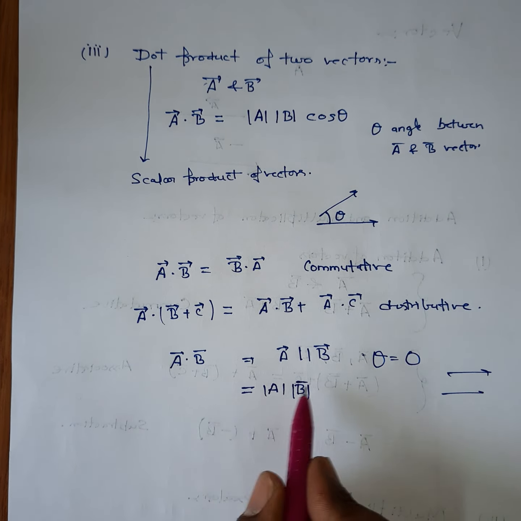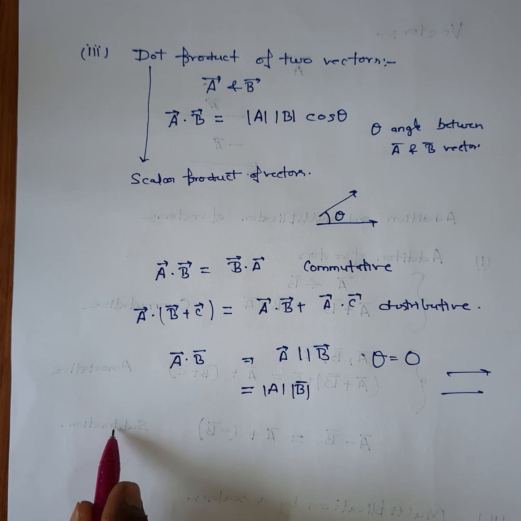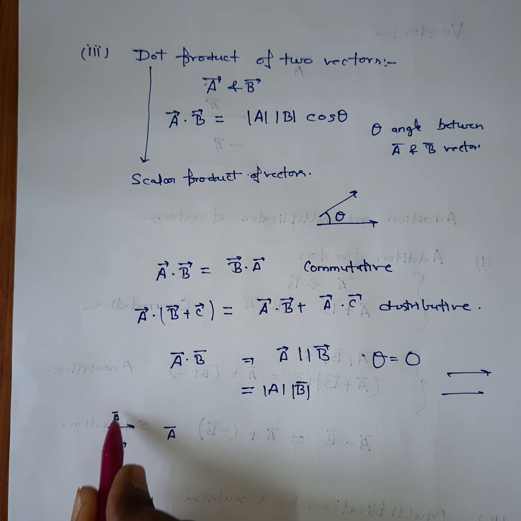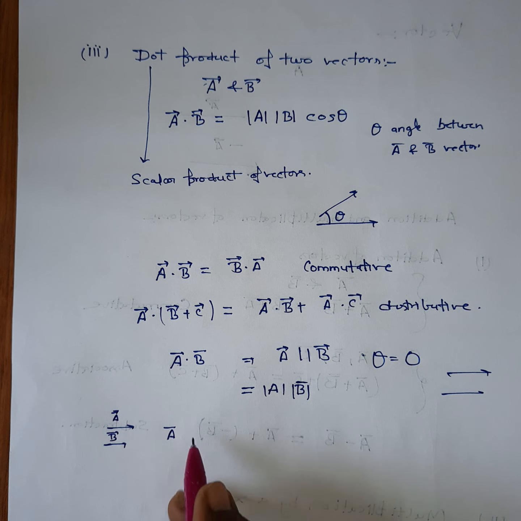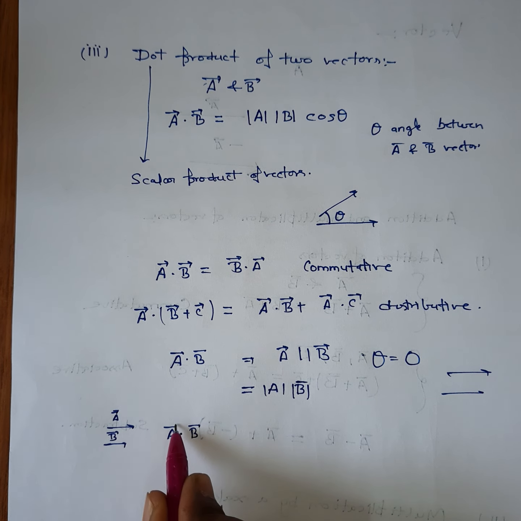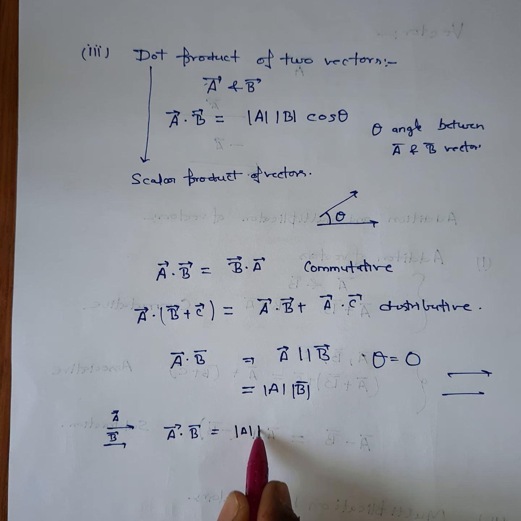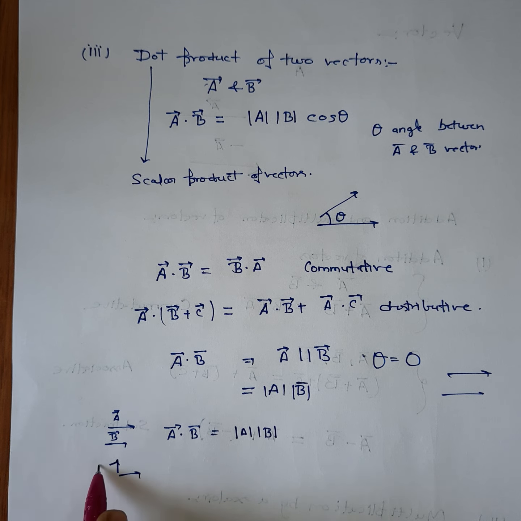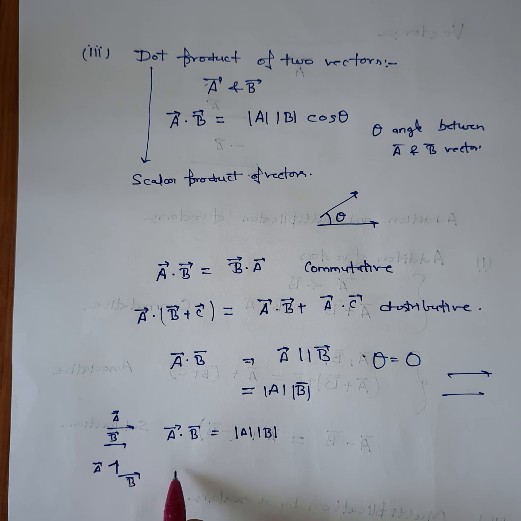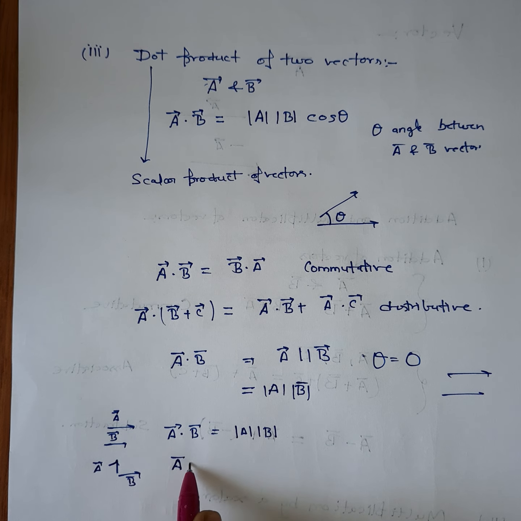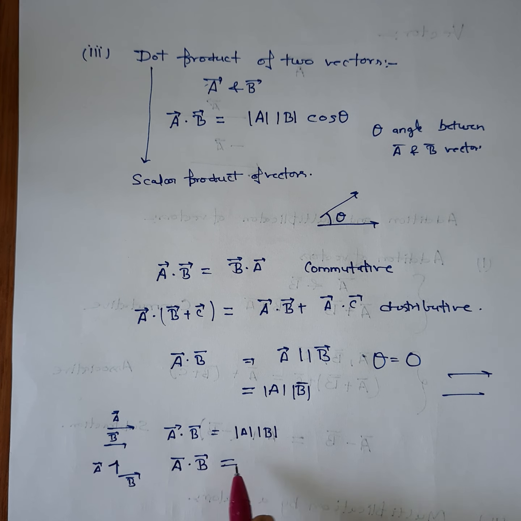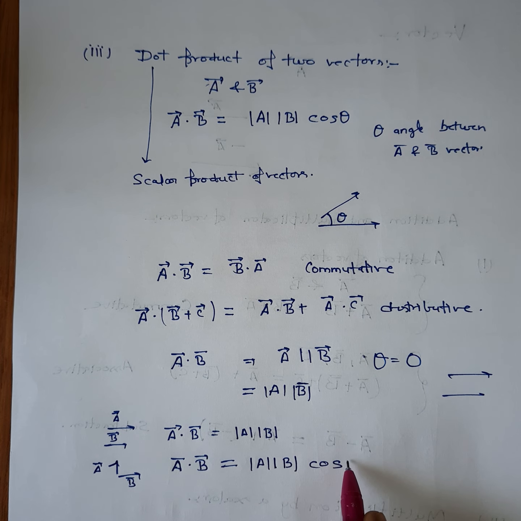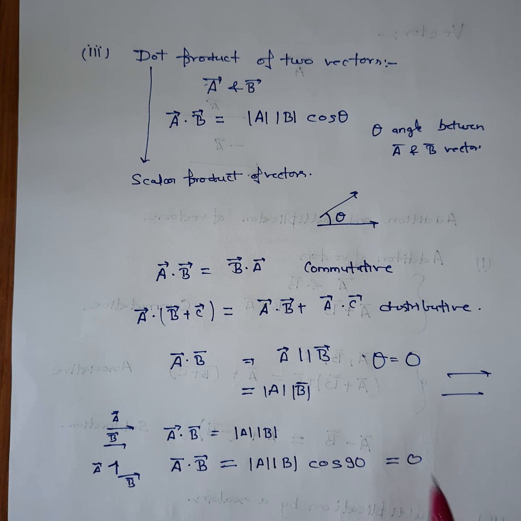This was the case when these vectors were parallel. Suppose this is A vector and this is B vector. When they were parallel, you have written A vector dot B vector is equal to mod of A mod of B. But what if both these vectors are perpendicular to each other? In this condition, A vector dot B vector will give you mod of A mod of B cos theta, and theta is 90, so you will get 0.